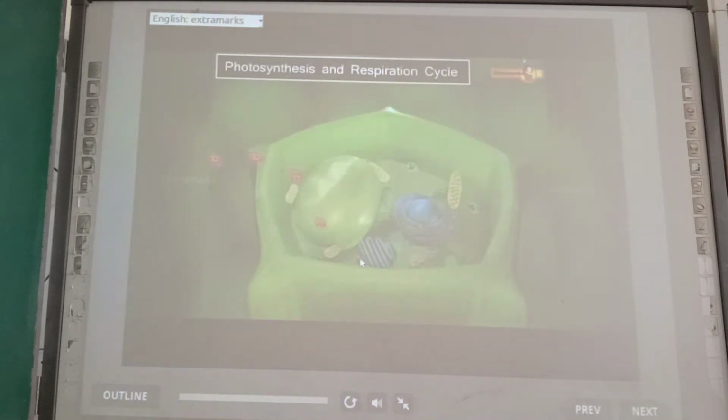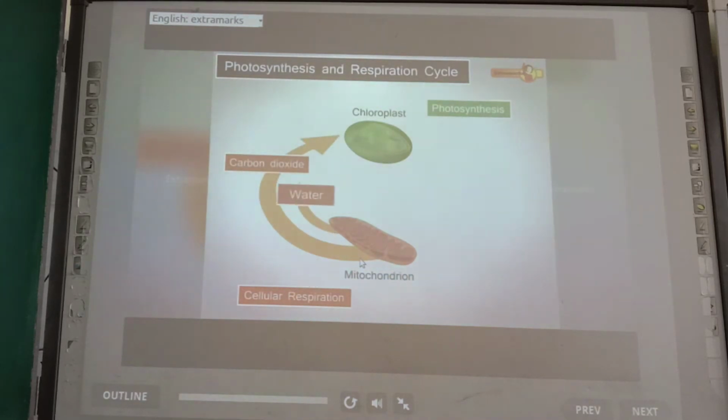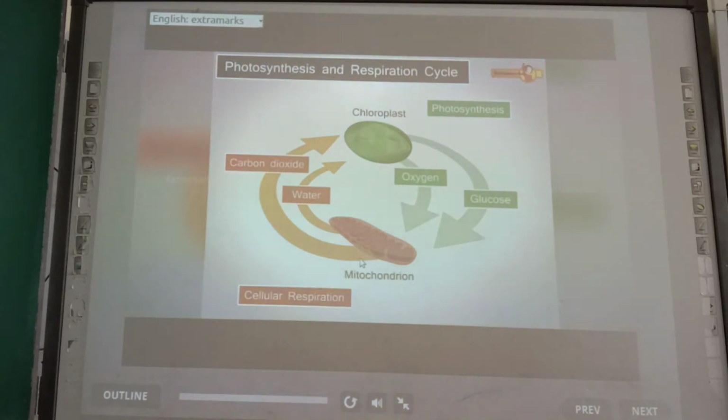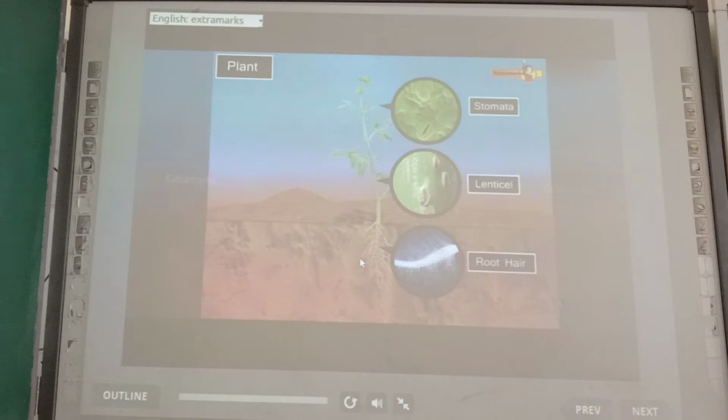During respiration, oxygen is absorbed and carbon dioxide is released by mitochondria. In contrast, plants photosynthesize in the presence of sunlight, where carbon dioxide is absorbed and oxygen is released by chloroplasts. The sites of gaseous exchange are stomata in leaves, lenticels in stem, and root hair.